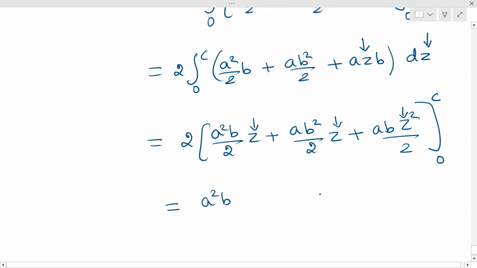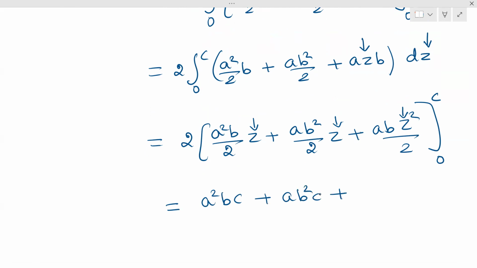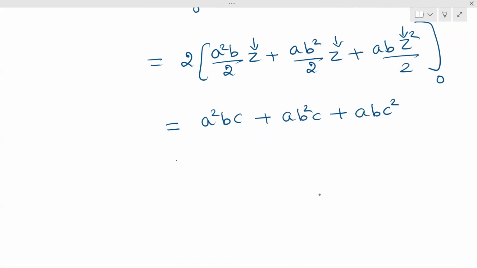The first term is a square bc, plus a b square c, plus ab c square. Now we can simplify by taking abc common outside. We will get a plus b plus c, which is our RHS. So the RHS portion is over.